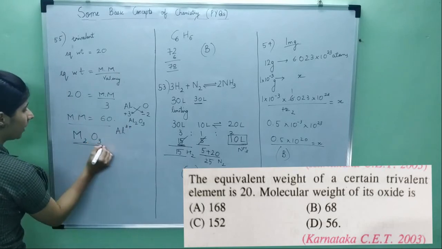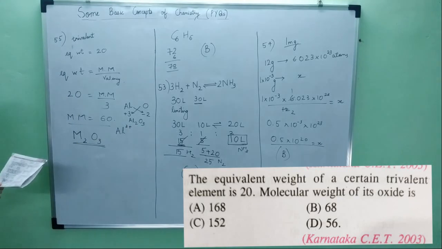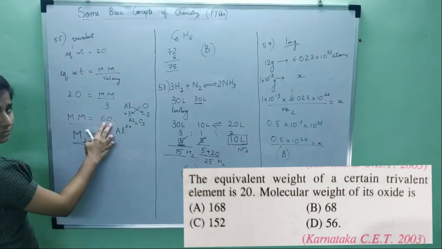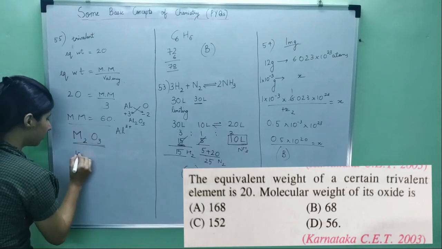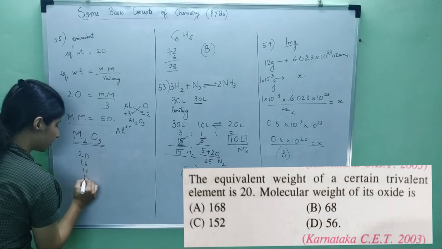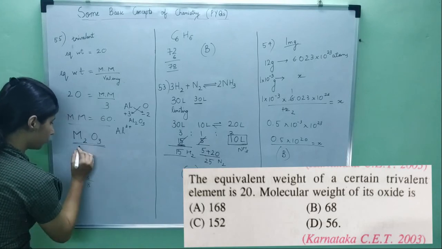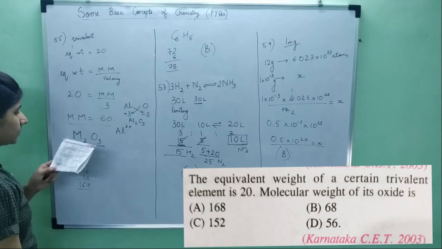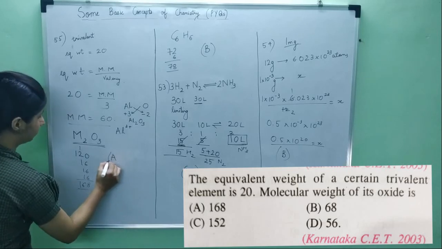Okay. Now we have to find what? The molecular weight of this oxide. Now I know molecular mass of one oxygen atom is 16. So for 2 atoms of the element it would be what? 120. And for 3 oxygens it would be what? 16 each. Okay. So this would be the answer. So answer is what? Option B.